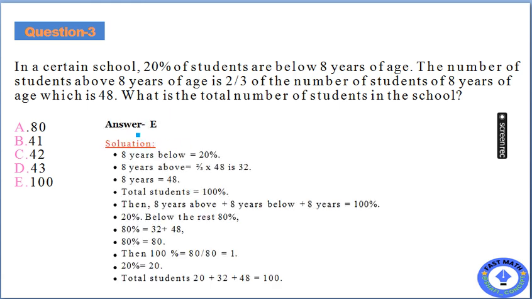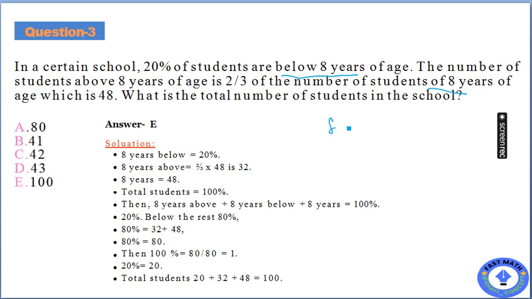Coming to the solution, there are three phenomena given here. There are students who are below 8 years of age, above 8 years of age, as well as those of 8 years equivalent also. There are three phenomena.